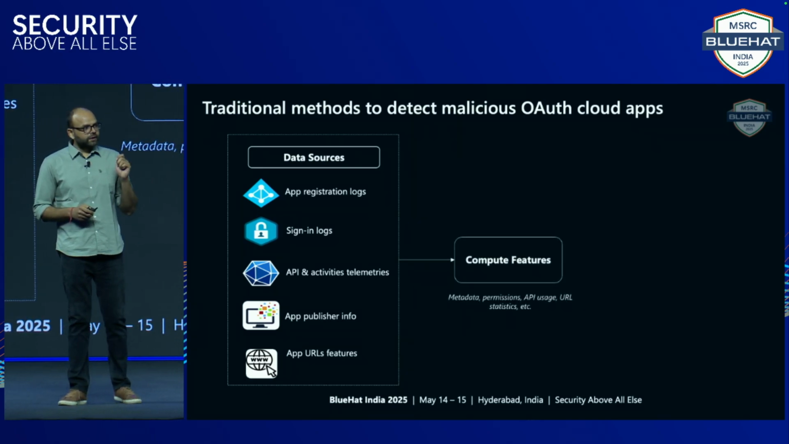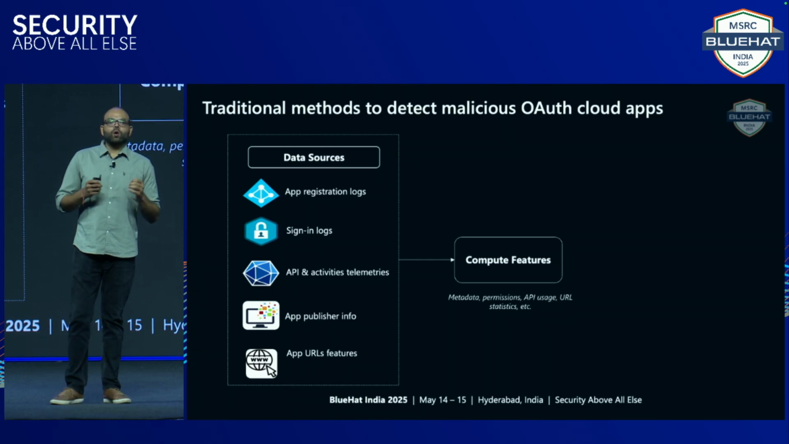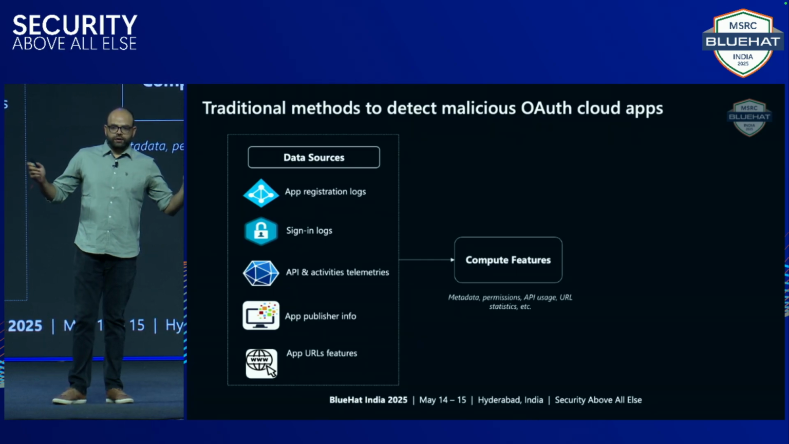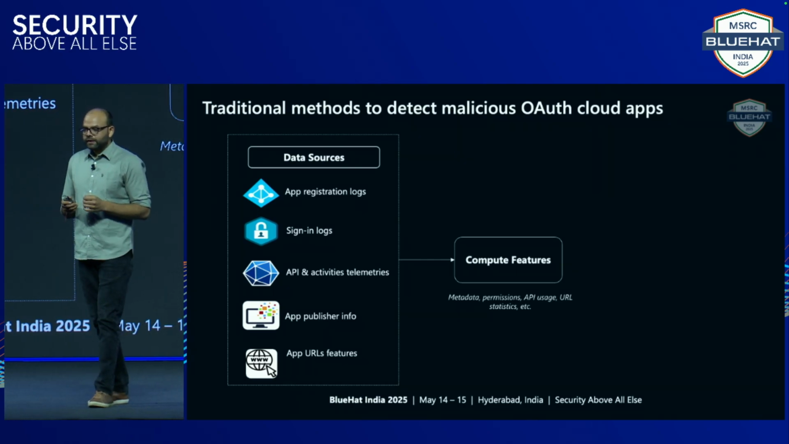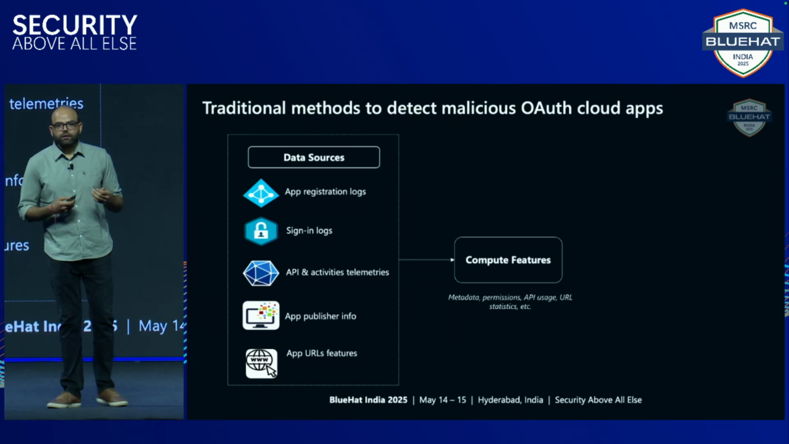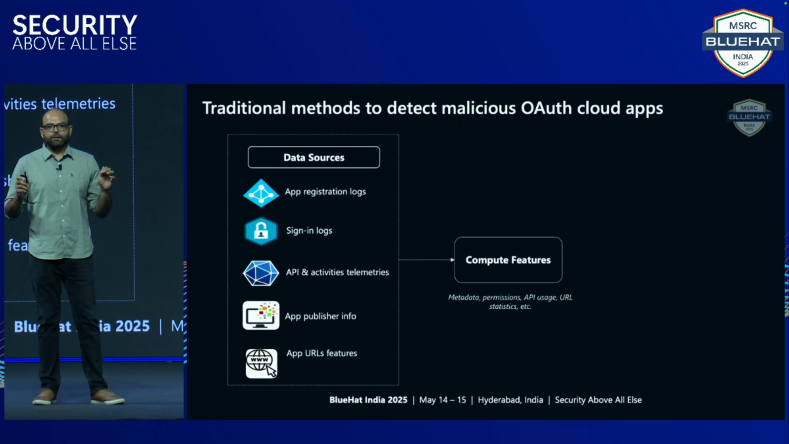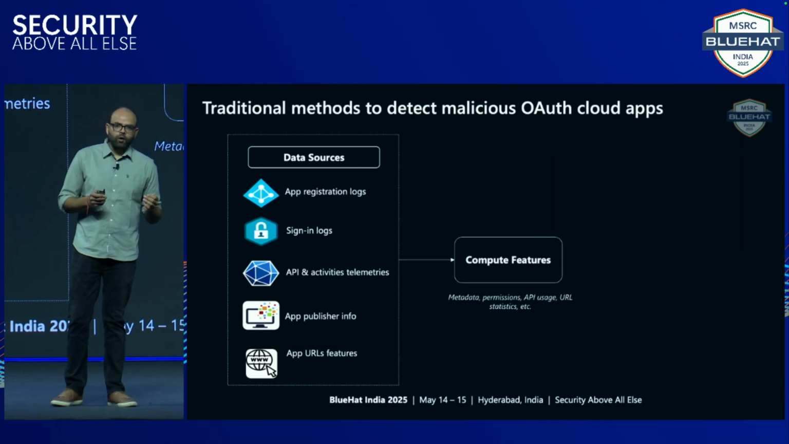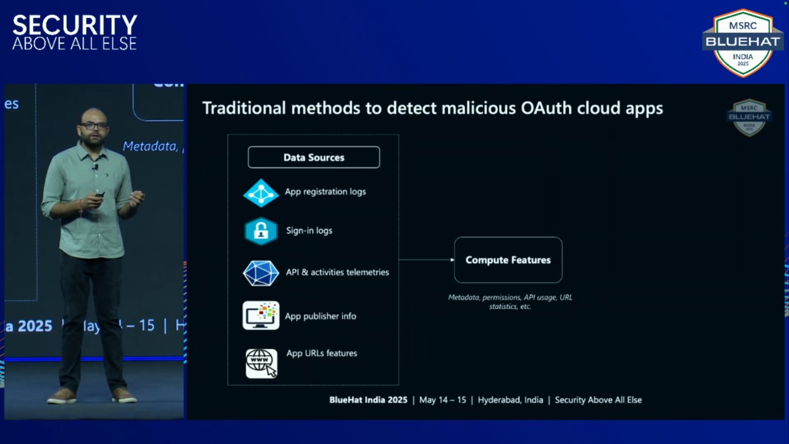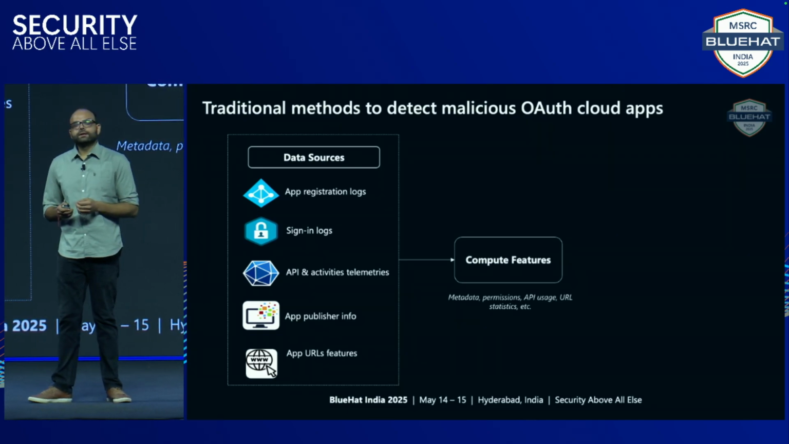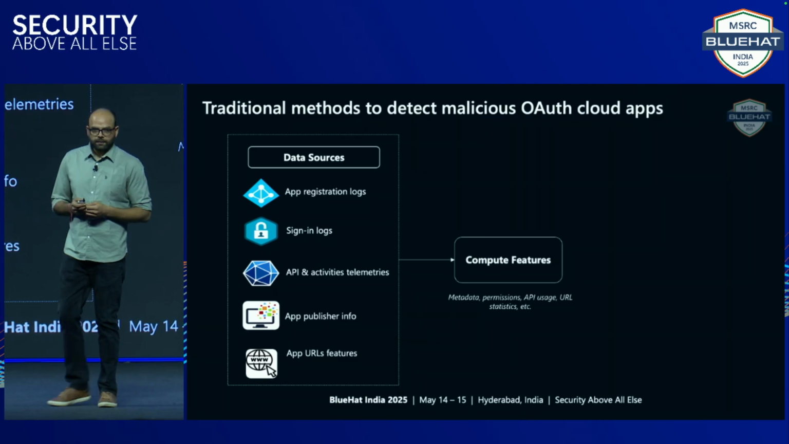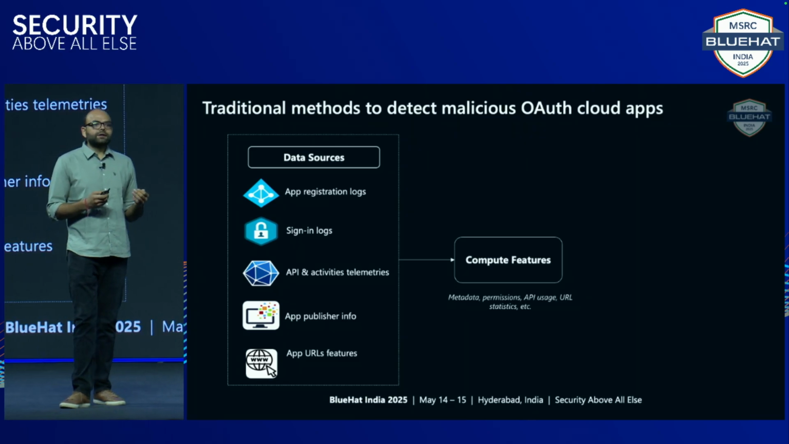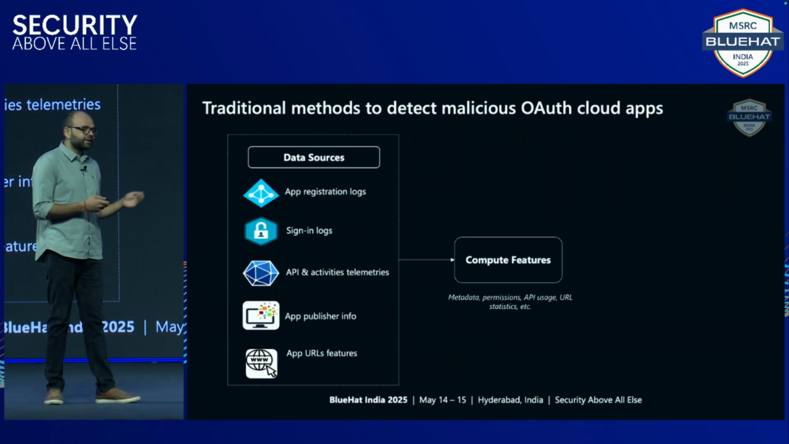Once we have these raw signals, we go and compute a broad set of features. These features are designed and developed in such a way that they can capture the applications' behavior. For example, it could be how many and what kind of API calls have been made by these applications in the past 24 hours. It could be how many users have successfully granted consent to these applications.